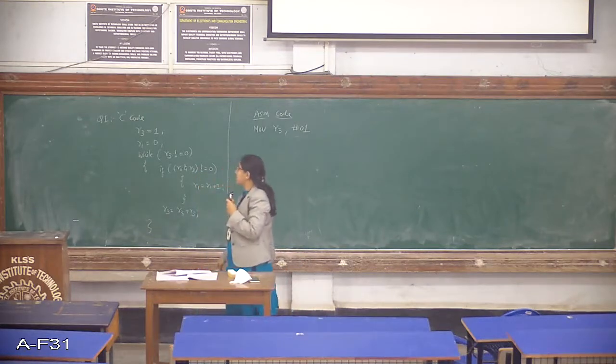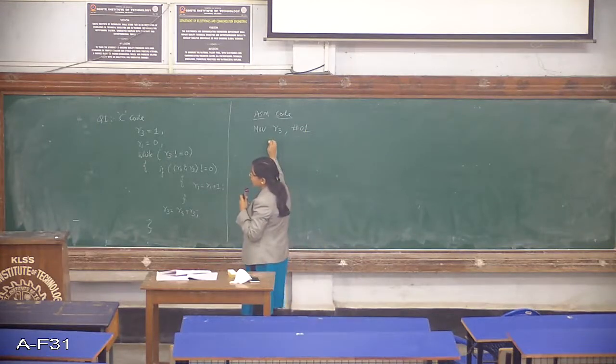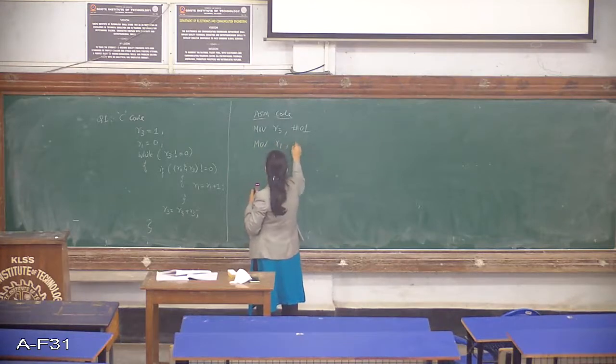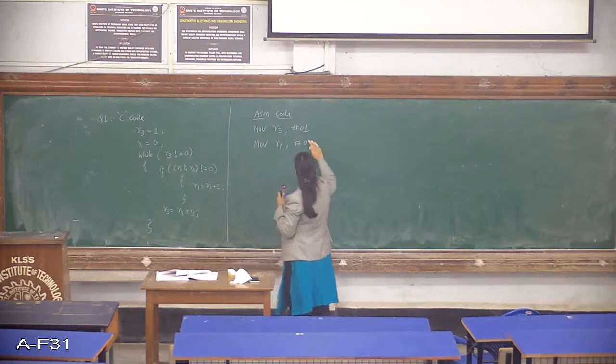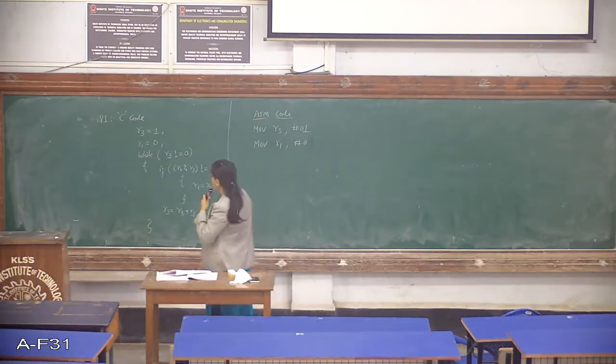What is the second instruction here? If you see, the second instruction is similar to the first one. Instead of R3 it is R1, and you are going to assign the value 0 to R1. So you will say MOV R1, #0. So this is the second line of instruction which you have.